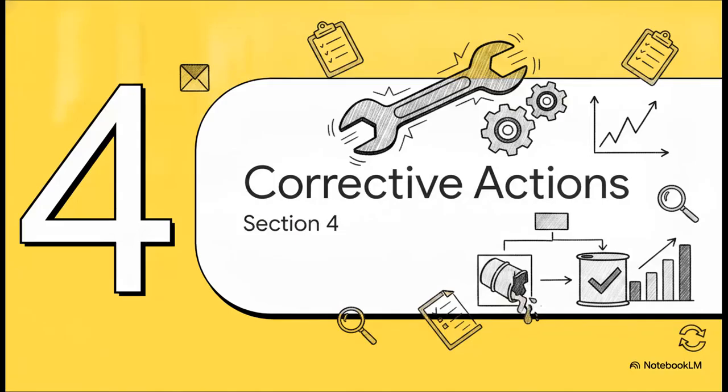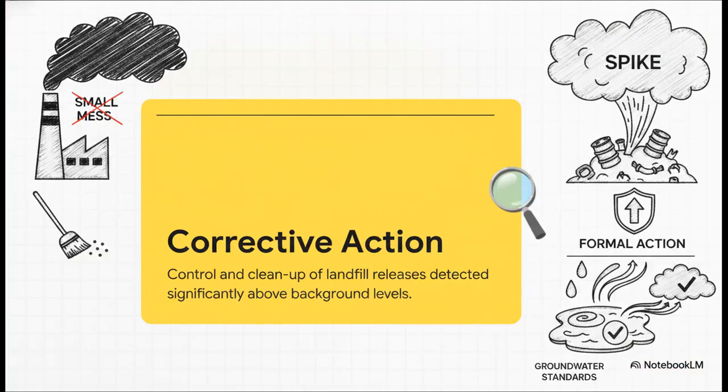All right, Section 4, Reporting Corrective Actions. We've quantified the mess. Now, how do we formally track and report the cleanup? First things first, we have to define what triggers a reportable event. A corrective action is defined as the control and cleanup of landfill releases of constituents that are detected at a statistically significant level above the established background level.